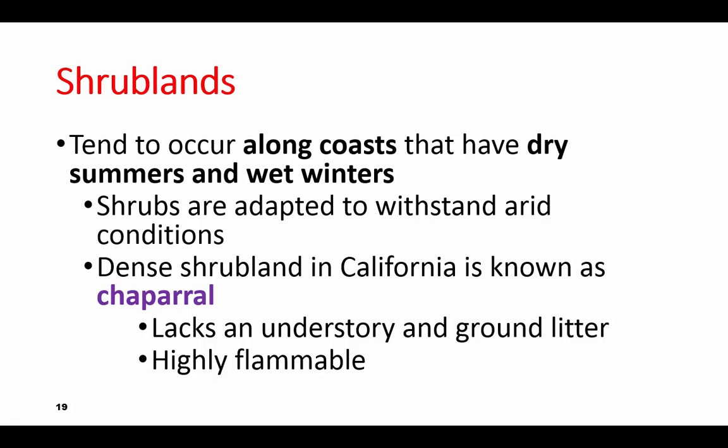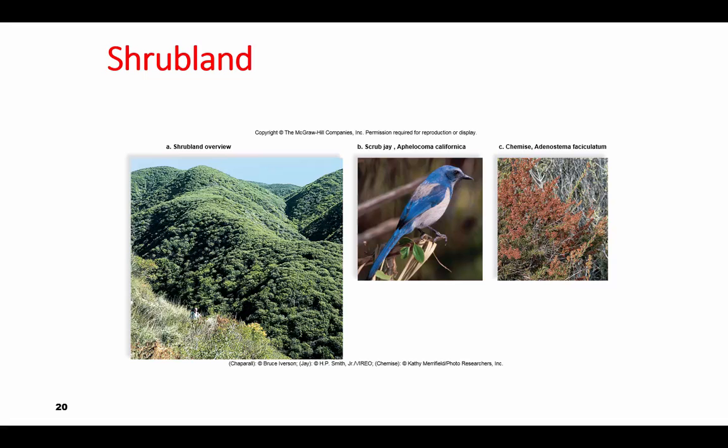Shrublands are along the coast. They have very dry summers and wet winters. A lot of shrubs. That's why it's called a shrubland. In California, they call it a chaparral. There's not an understory, not much ground litter, and they are highly flammable. That's why we hear a lot about California wildfires. And you can see here some of the representative species that you'd see. Lots of shrubs and, of course, a lot of birds and stuff like that.